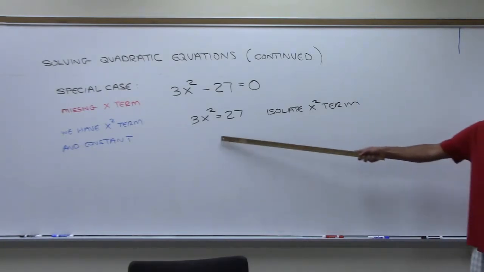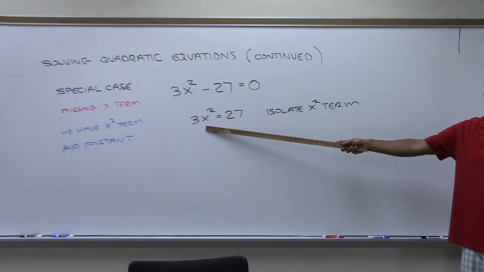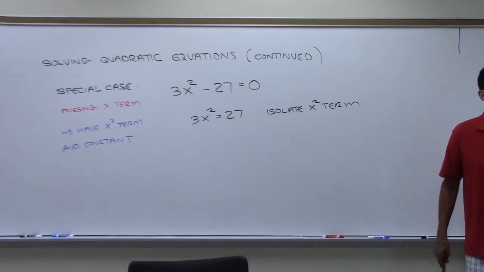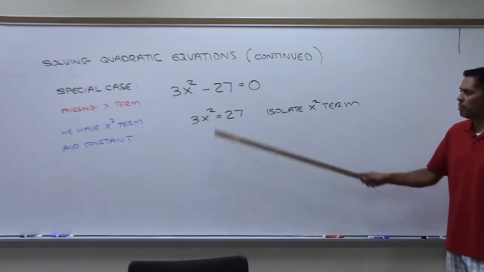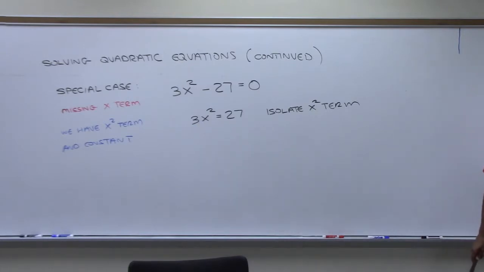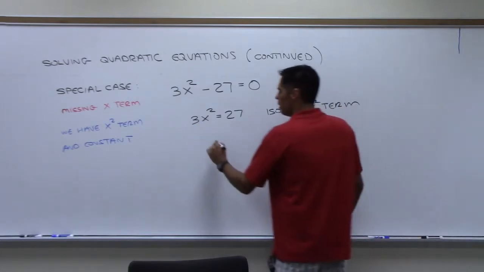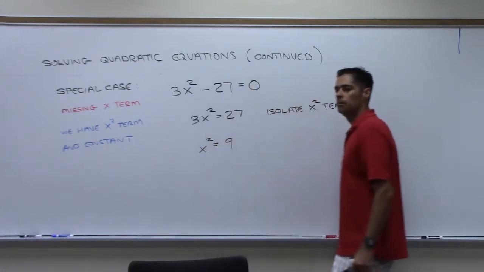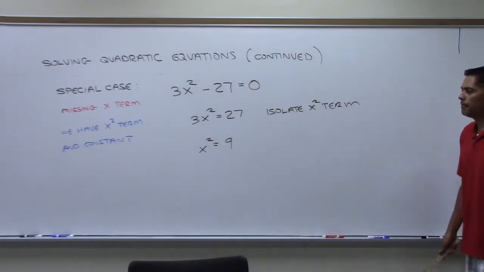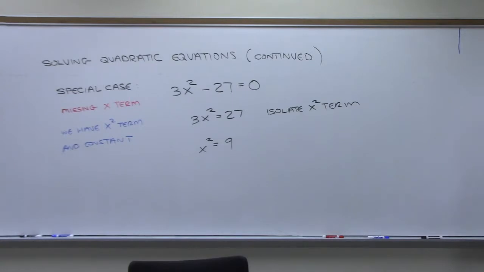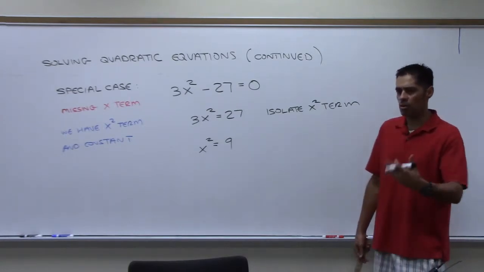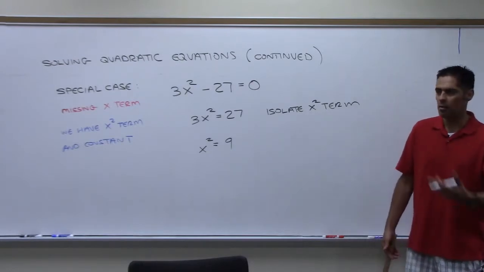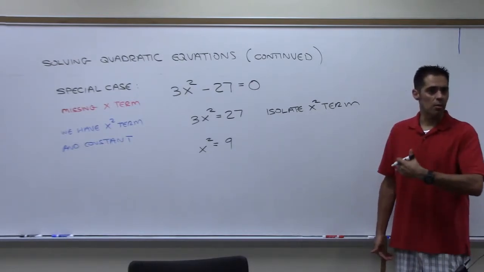Is it isolated? Yeah, but there's a 3 in front. I don't like the 3. I'd like just x squared. So how do I remove a 3 that's being multiplied? Divide both sides by 3. When I divide both sides by 3, I get x squared equals 9. And then at this point, I do what's called the square root property. I'm going to take the square root on both sides of the equation.